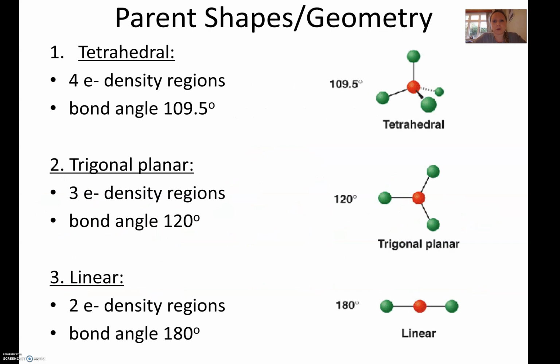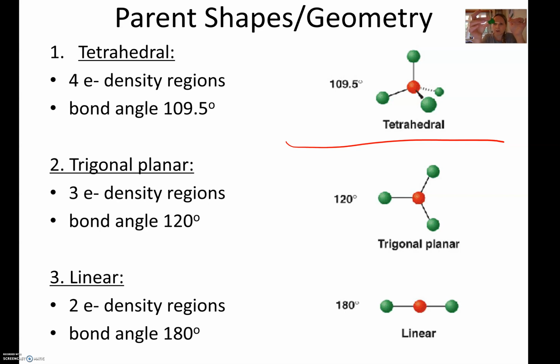Okay, so at level 2, there are 3 parent geometries. A parent geometry is a shape from which others are derived, and that's why it's given the term parent geometry. The first of which is a shape that you will have seen many times, and that's tetrahedral. I'm going to get you to make some of these when we do our interactive game on Teams, and you can see here's my model. So I have a ball in the middle, and I have 4 bonds coming from it. And each of these bonds are at a bond angle of 109.5.